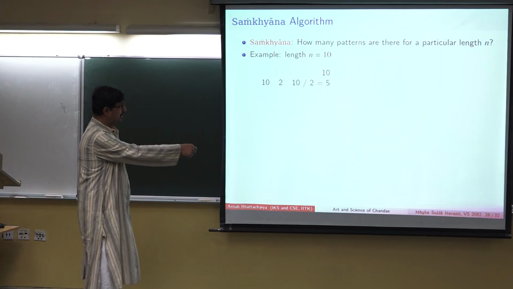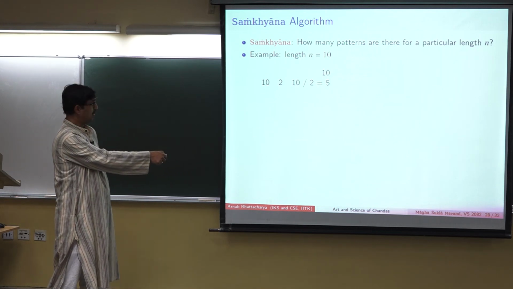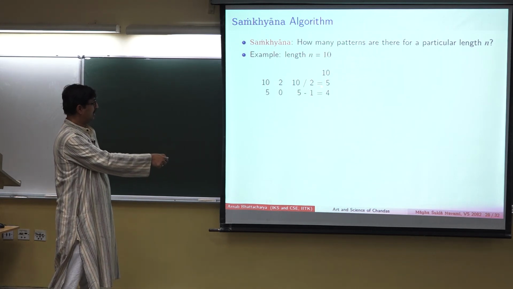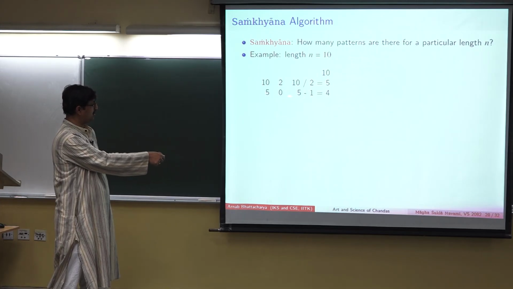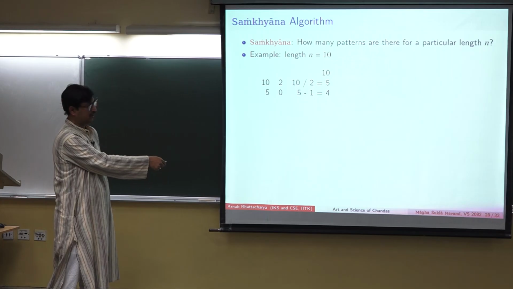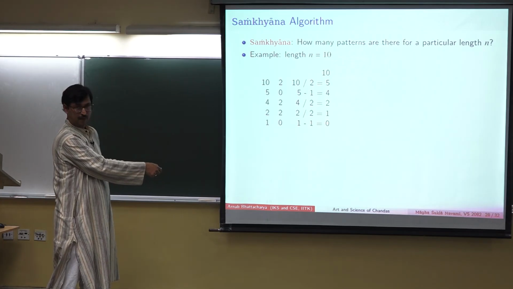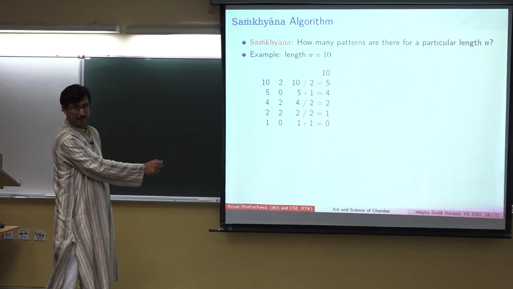So I divide by 2. I get 5. And I write down 2. Then I divide again. This is odd. So this is even, therefore I write down 2. This is odd. I write down 0 and I take 5 minus 1. And I keep doing this till I hit 0.